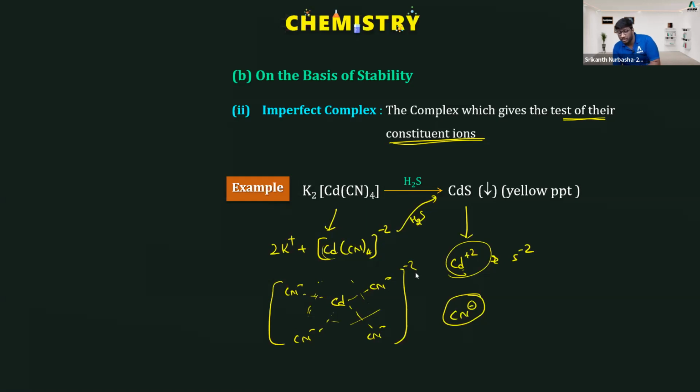So if cadmium, which was interlinked with the cyanide ions by the coordinate bonds, is coming out of these coordinate bonds, that means the cyanides are also coming out of the coordinate bonds. So in the solution, what do we have now? K plus, Cd plus 2, CN minus. So it is giving the test of all the ions, or not? You may ask a question, sir, if it is giving a test of all the ions, then why can't you call this a double salt?